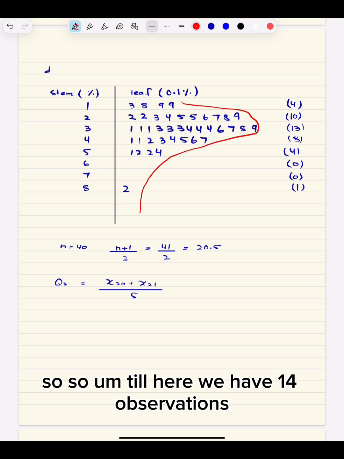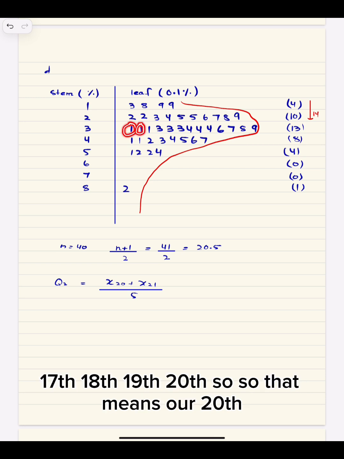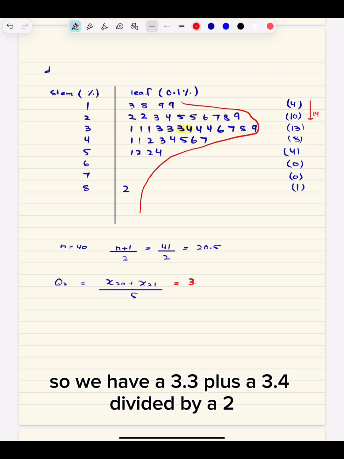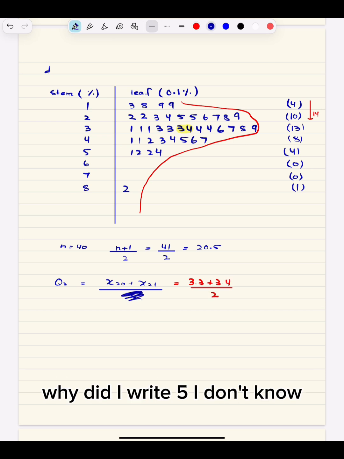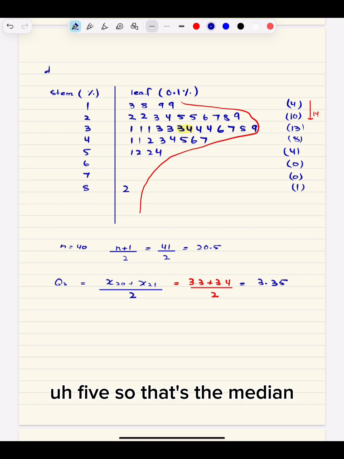So till here we have 14 observations. So that means this is going to be the 15th, 16th, 17th, 18th, 19th, 20th. So that means our 20th observation is a 3.3 and the 21st is going to be a 3.4. So we have 3.3 plus 3.4 divided by 2. Why did I write 5? I don't know. Okay, so the average is going to be 3.35. So that's the median.